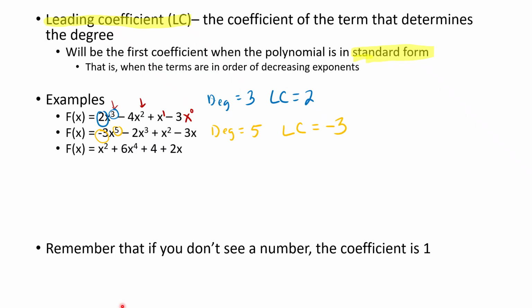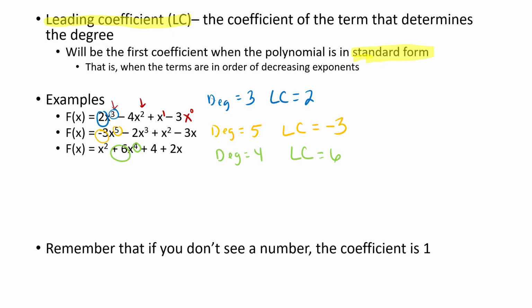And lastly, this one is not in standard form. The exponents go 2, 4, 0, and 1 is the order of the exponents. And the definition of degree is the highest exponent. So that means this is degree 4, and the leading coefficient is going to be the +6.